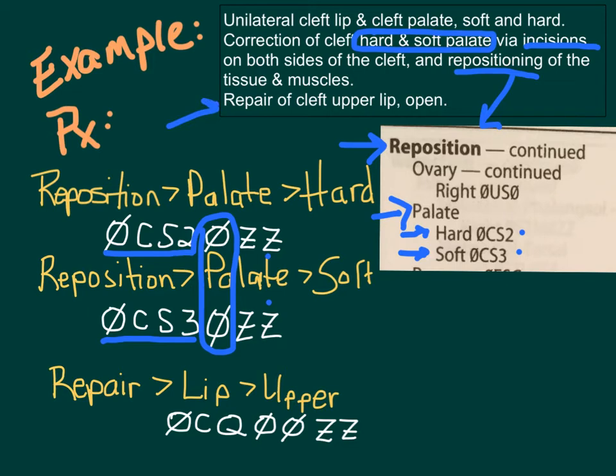Then we need to pull in this repair of cleft upper lip open. So we will go to the main term of repair, lip, upper. Here's our fifth character for that open procedure. No device, no qualifier. 0CQ00ZZ.